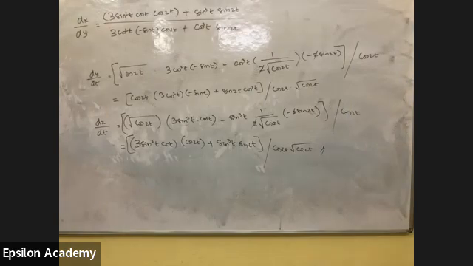So write cos 2t in terms of cos square t minus sin square t.